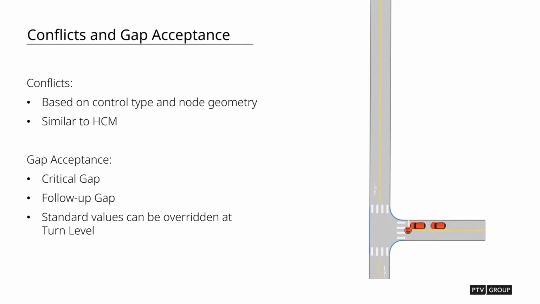And then the other piece is follow-up gap. So if we have two vehicles making a right-hand turn and one turns, then the other one's going to have to wait for that follow-up gap. Again, this can be calibrated locally across the network.